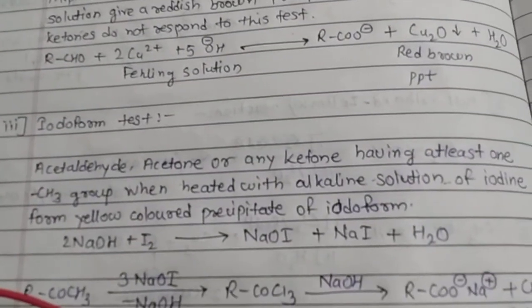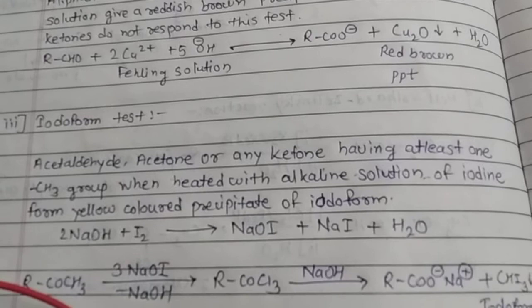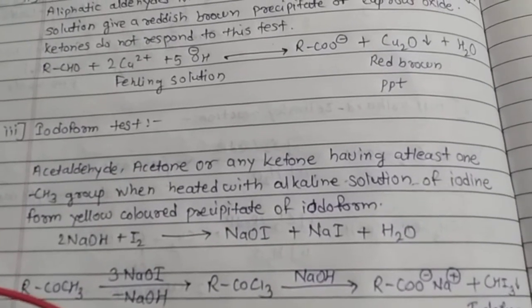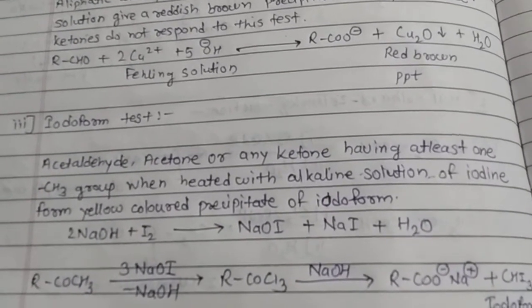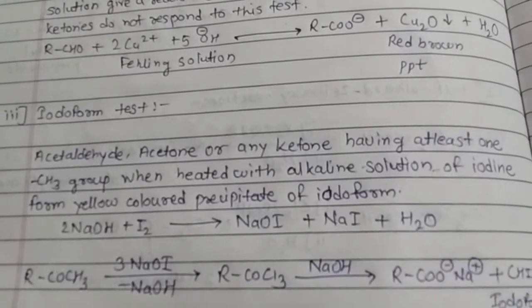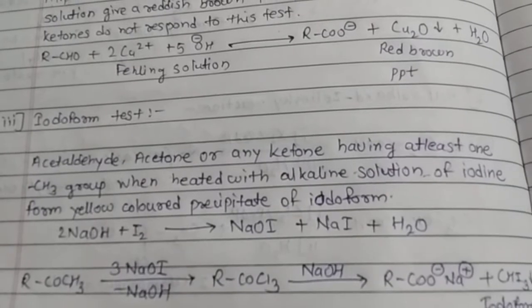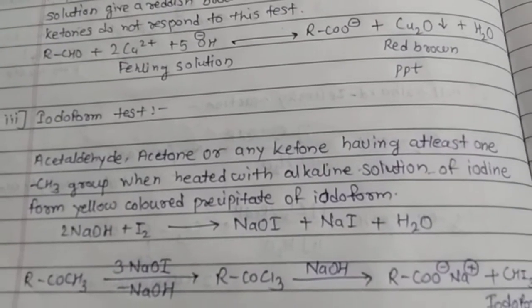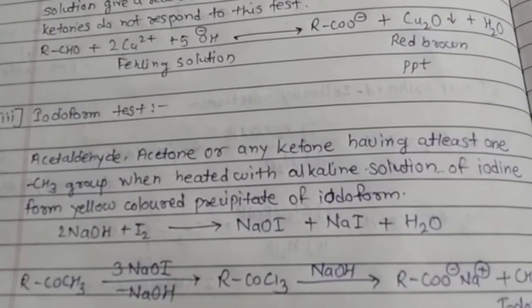The next test is the iodoform test. It is given by acetaldehyde, acetone or any other ketone having at least one CH3 group. So only such ketones which have at least one CH3 group, and acetone and acetaldehyde, give the iodoform test.